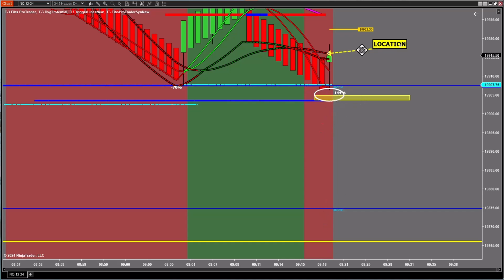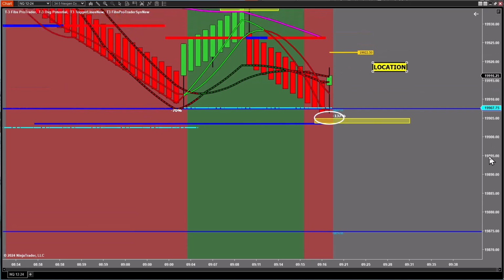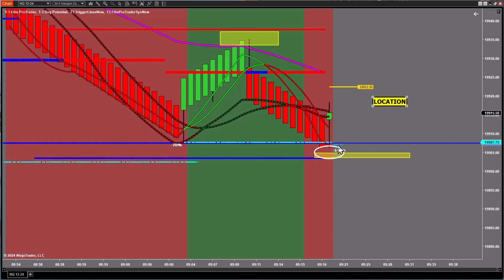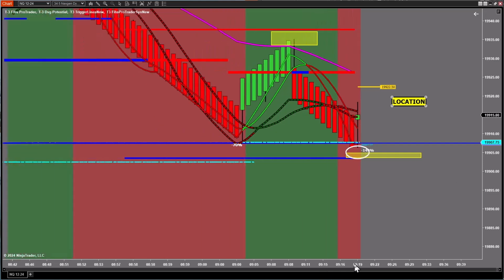It doesn't look like it's going to happen at the moment, but you never know what can happen. It's the NASDAQ. Give it 10 minutes and it will change, I promise.